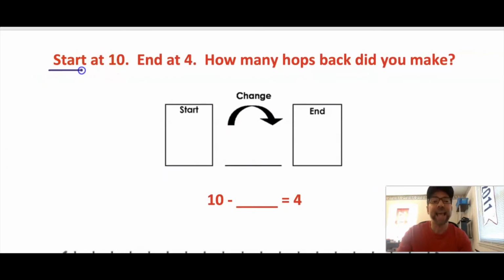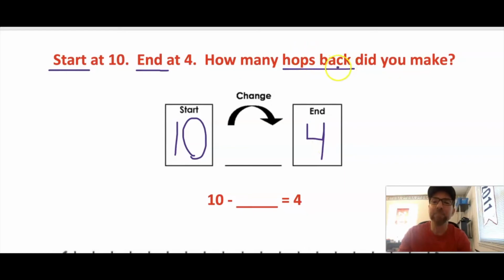Start at 10. End at 4. How many hops back did you make? Well, let's look for our clue words so that we can fill out our start, change, end. Start at 10. Oh, I see the word start. So the 10 must be our start. End at 4. Well, I have an end box, and it's telling me I'm going to end at 4. So 4 is going to go in my end box.